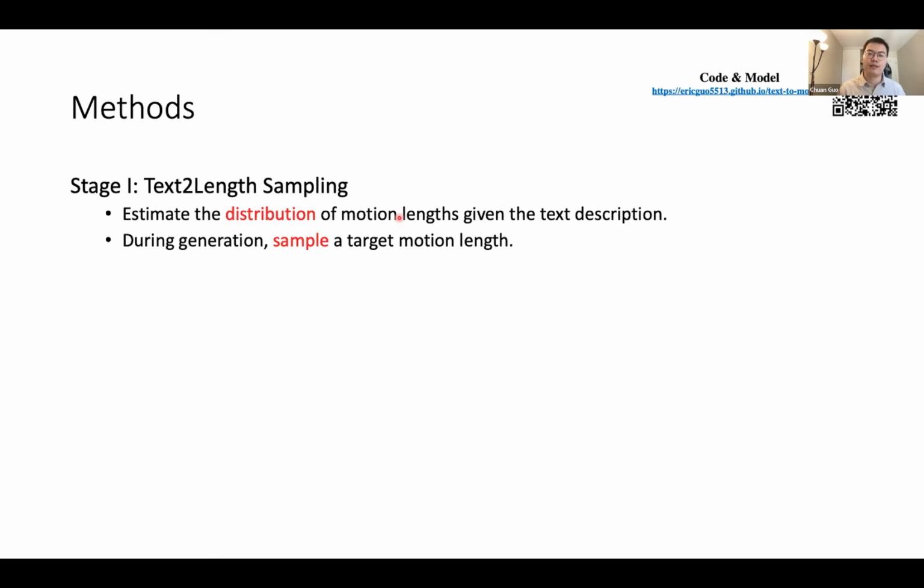For example, if you give me something like a person jumps up and down and sits on a chair, the target length should have a probability distribution. And if we have that distribution, during generation we can just sample a value from that distribution with its probability, and that will be a meaningful motion length according to the text description, instead of something fixed or a random length.